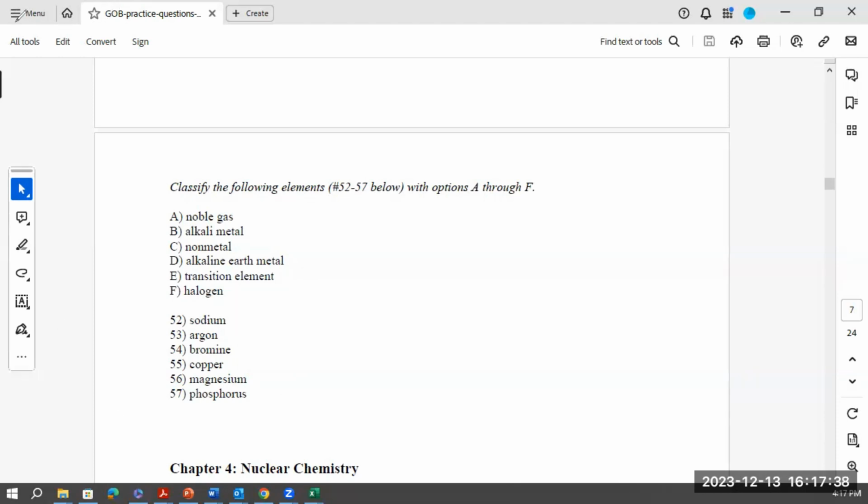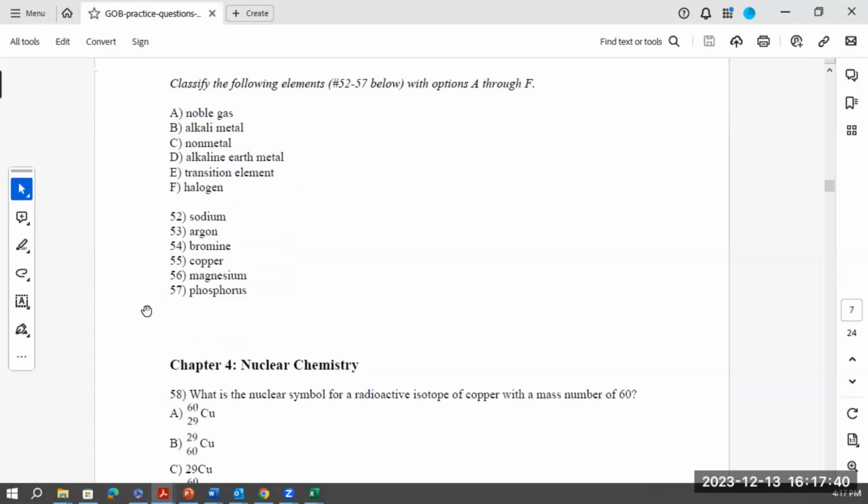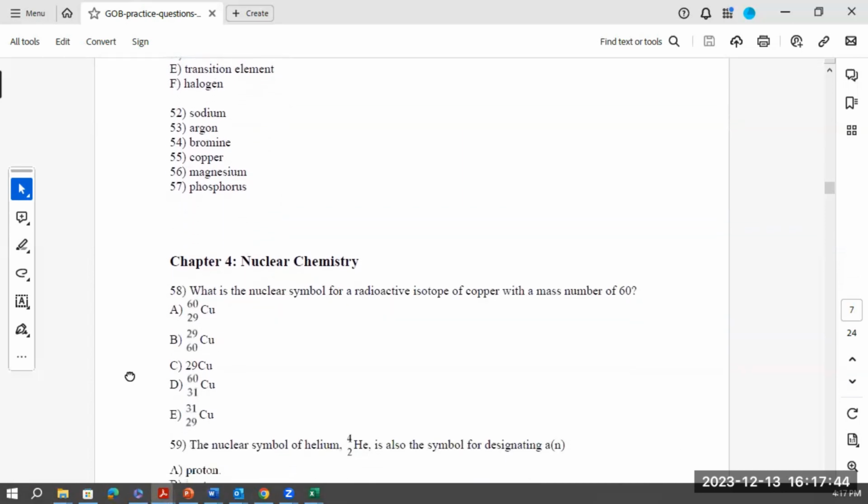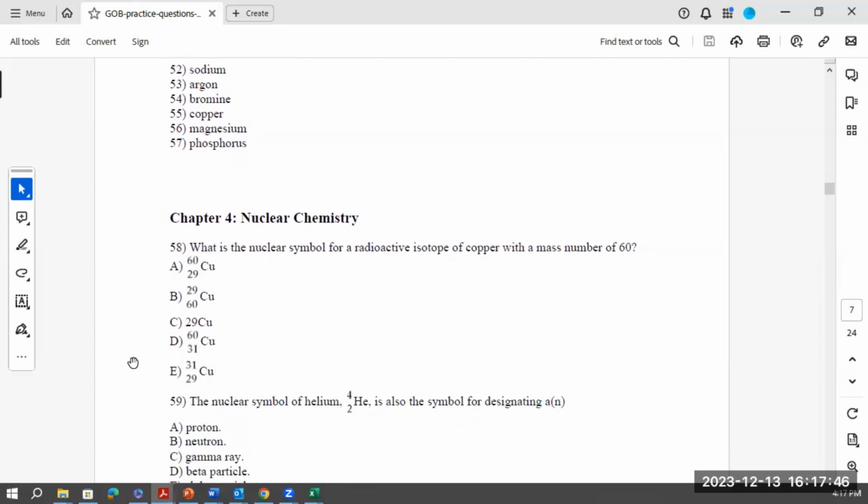Okay. We're going to skip some nuclear chemistry, although we do... Oh, actually, no, we're not. You should know this. Okay, so the nuclear symbol for the radioactive isotope of copper with a mass of 60 is A. That is correct.